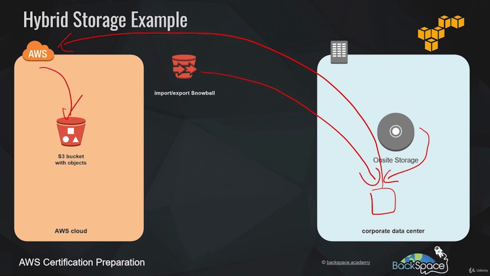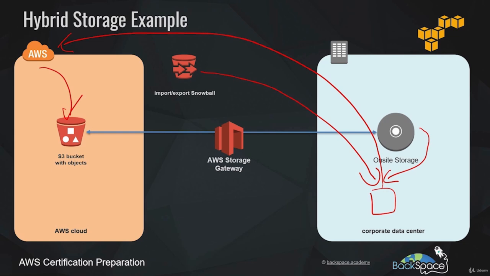Then we've got to find a solution for making sure that the data in our corporate data center is synced with our AWS cloud. That's where the AWS Storage Gateway comes in, and it will orchestrate all of that for us. If you've got a high-speed link between your corporate data center and the AWS cloud, which you can get with the AWS Direct Connect service, you can have the AWS Storage Gateway orchestrate and manage that all for you.